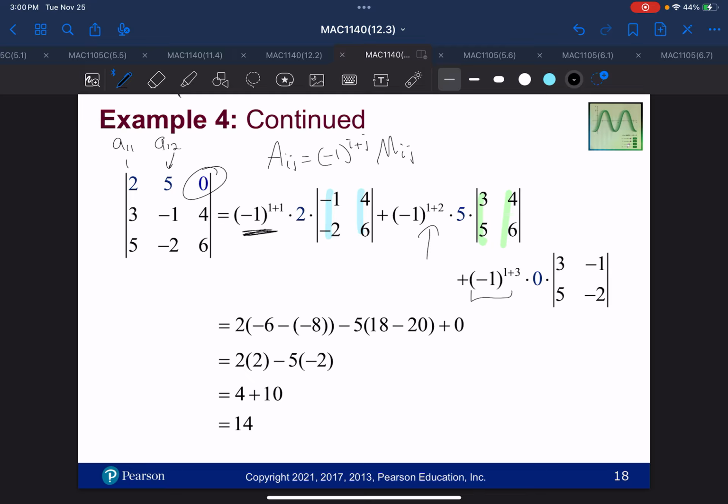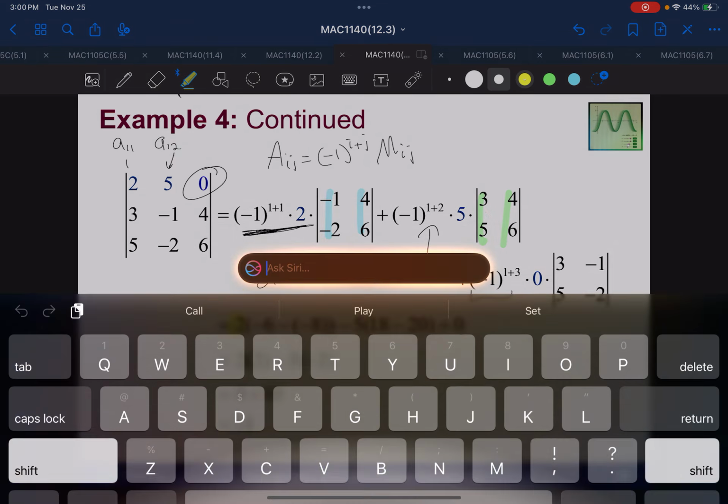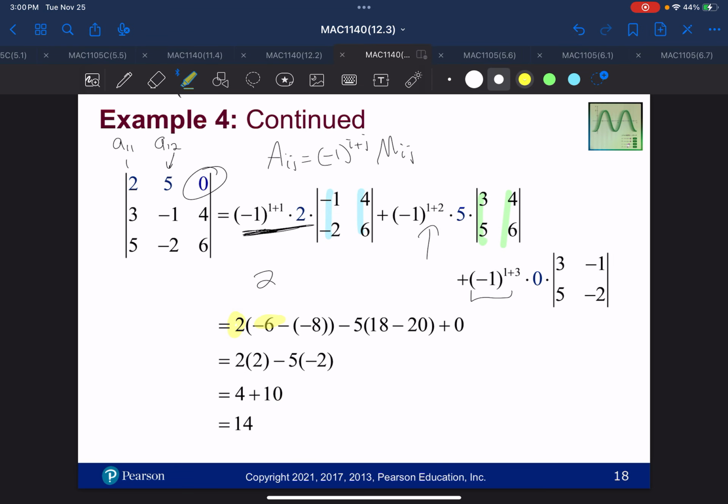And now we will go through and evaluate. So the first one, again, will give us a +2 times the determinant of that matrix. So this would be 2 times the determinant, -1 times 6, which would be -6, minus a -8, minus 5 times 18 minus 20. And then the last one is just 0. So after evaluating that, we get that the determinant of this matrix is equal to 14.